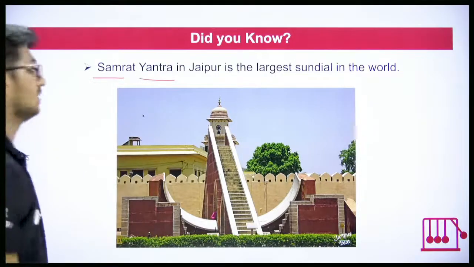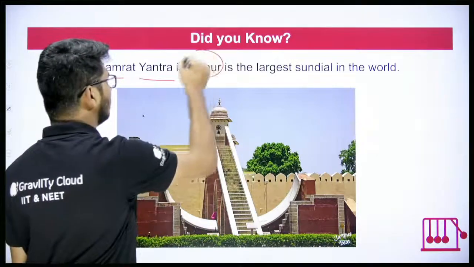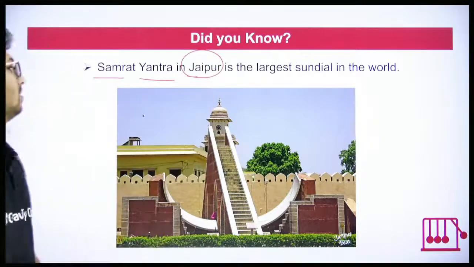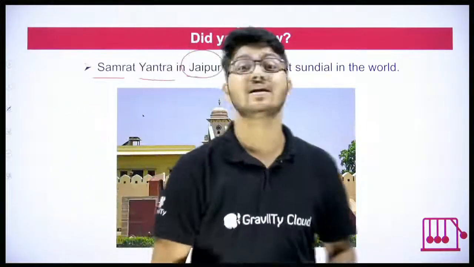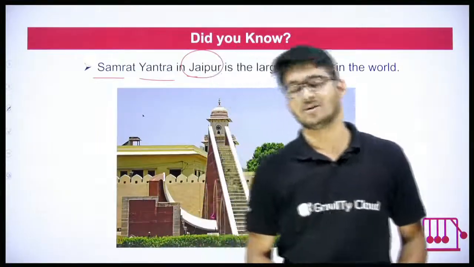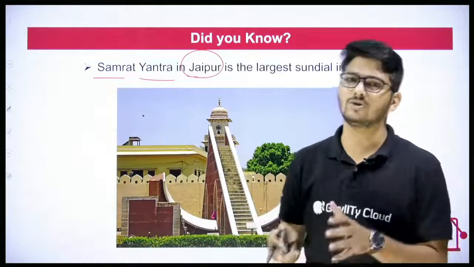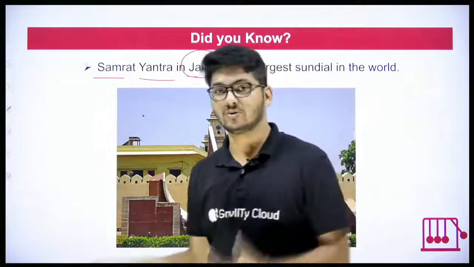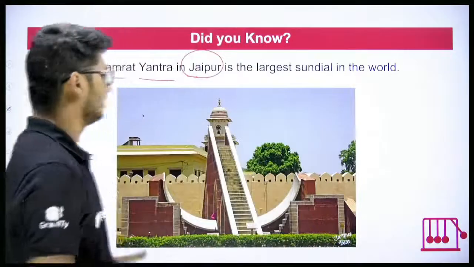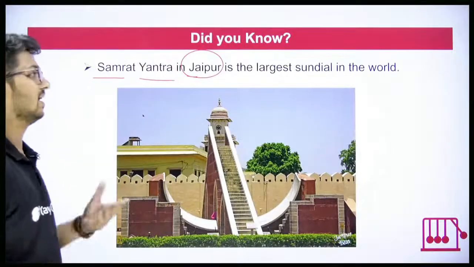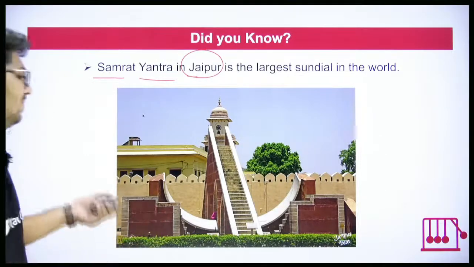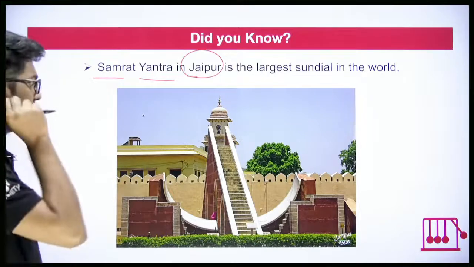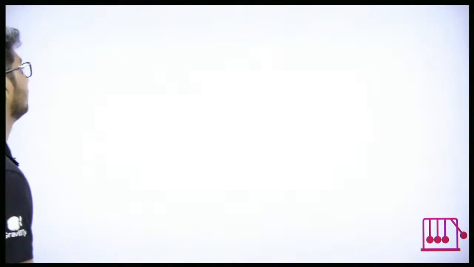Then again, there's an interesting fact here. Samrat Yantra, where? In Jaipur. Jaipur is in Rajasthan. So Samrat Yantra in Jaipur is the largest sundial in the world. So if you have a chance to visit Jaipur, please do visit this and please do appreciate the construction. It is the largest sundial in the world. Good? You can see the image here, but please do visit Jaipur. It's a very interesting, very beautiful city.